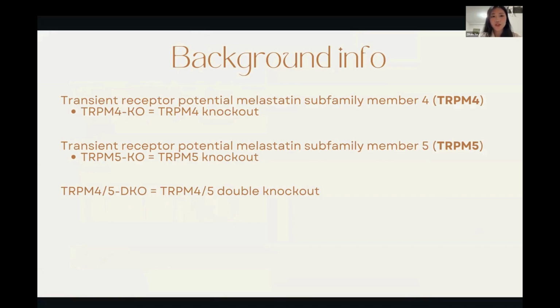Throughout this research, I'll be mentioning TRPM4 KO, which stands for TRPM4 knockout, which means that the cell does not have TRPM4, and vice versa with the TRPM5 knockout. And I'll also be mentioning TRPM4/5 DKO, which stands for double knockout, which means the cell does not have both TRPM4 and TRPM5.